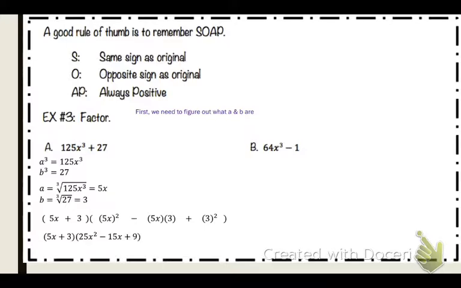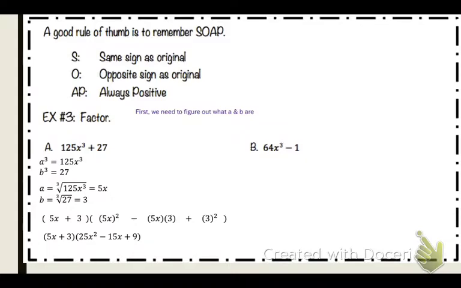Then if we just simplify that, it becomes 5x plus 3 times 25x squared plus 15x plus 9. 5x squared is 25x squared, because you have to square the 5 and the x. And then 5x times 3 is 15x. And then 3 squared is 9. All done. Okay, let's do example B.